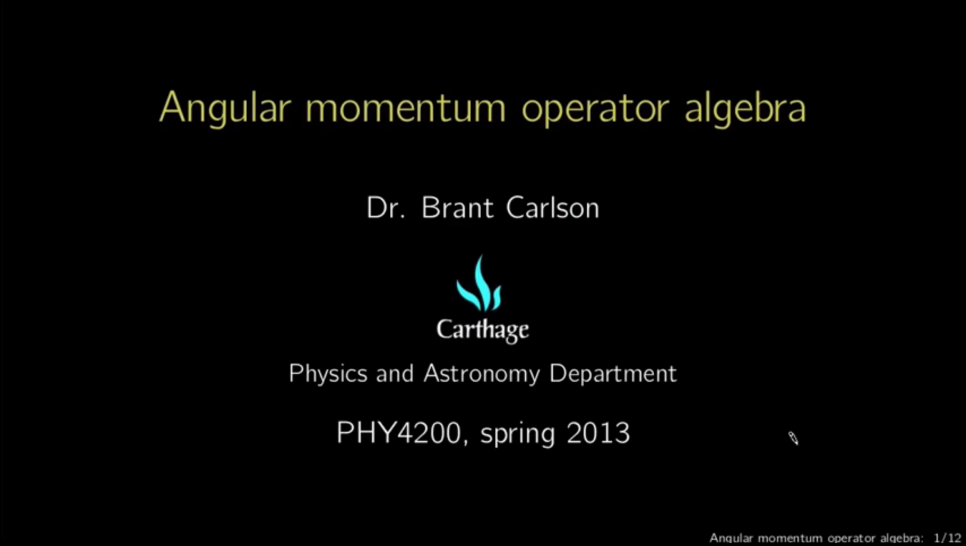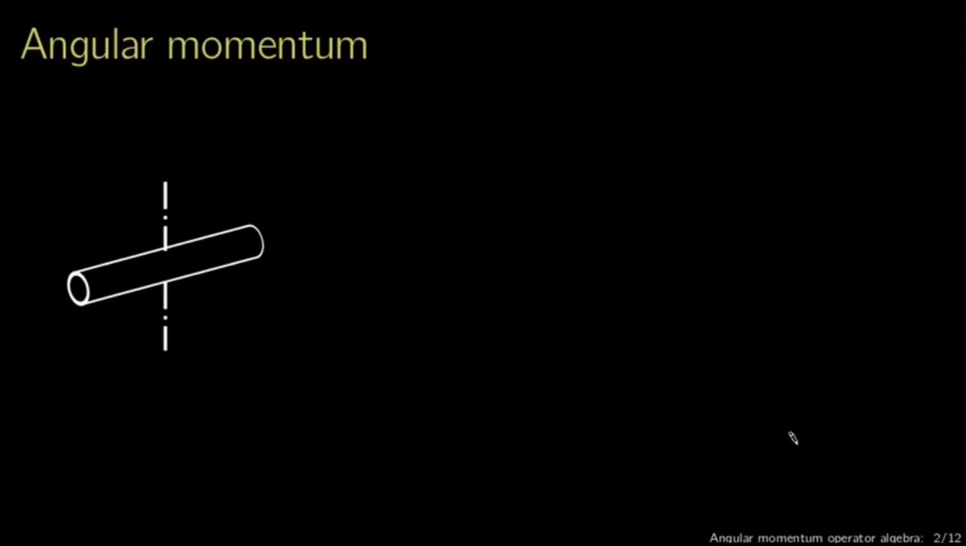So let's think about how angular momentum might behave in quantum mechanics. The approach we're going to take in this lecture uses operator algebra, the same sort of cleverness that we used back when we were talking about the quantum harmonic oscillator in 1 dimension with raising and lowering operators. We're going to take a very similar approach here. Back to basics though, first let's consider angular momentum.